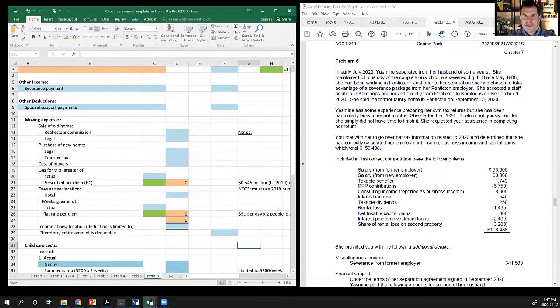Hey everybody, welcome to the Accounting 240 demonstration of Coursepack Problem 7-6, meaning Chapter 7, Problem number 6 from the 2020/2021 version of the Coursepack. This problem has to do with all sorts of other income and deductions. It's a really good comprehensive problem, something that you could easily see on a final exam. It might be a little too complicated to incorporate all of these elements on a final exam, but it's not unreasonable. Even though there are a lot of numbers and a lot of points here, it's not unreasonable. So let's get to it.